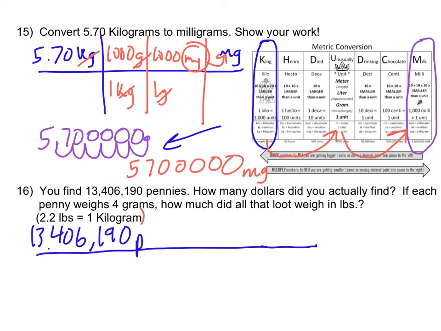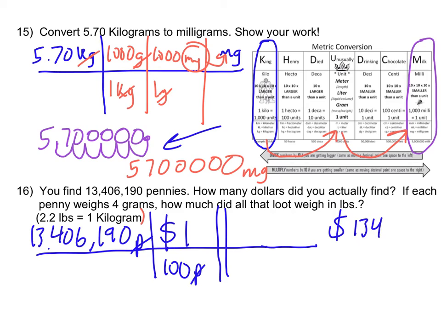And the first thing is I want to find out how much I actually found. So I know that there are 100 pennies in every $1. Pennies cancel. I'm done because I'm in dollars now. So I divide this big 13 million number by 100. And I get an answer of $134,061.9. Okay.